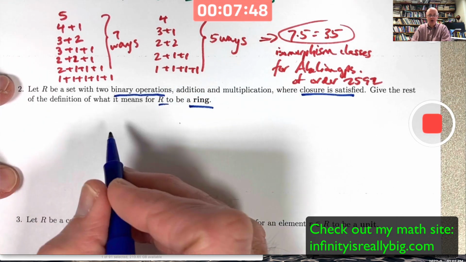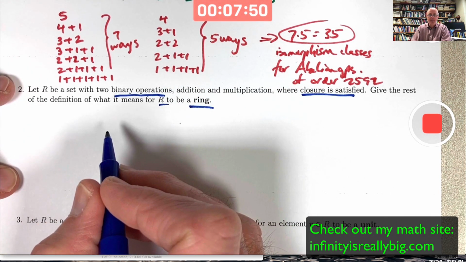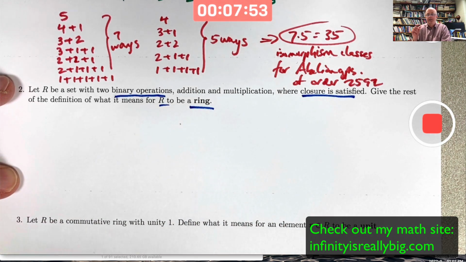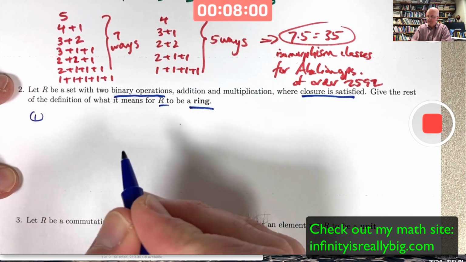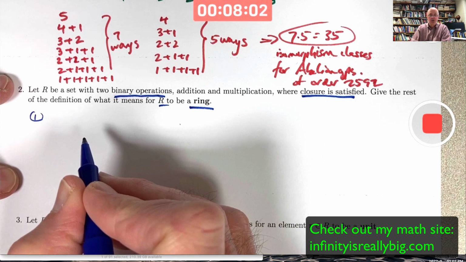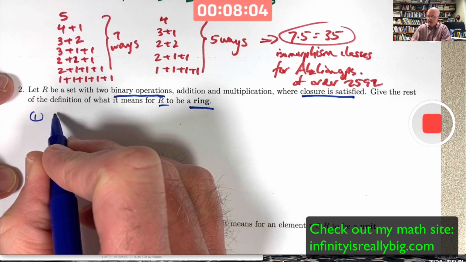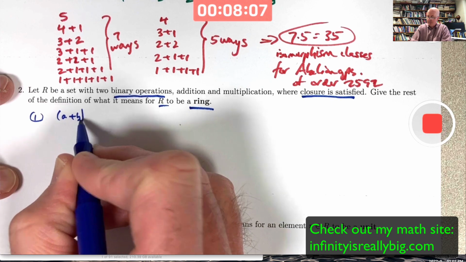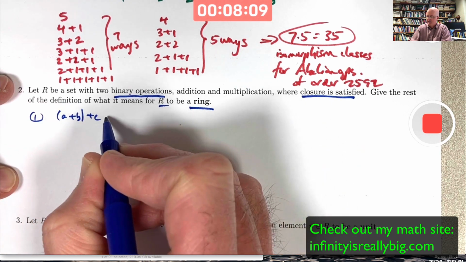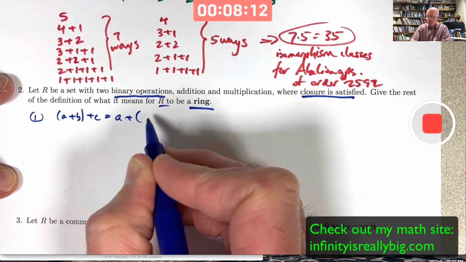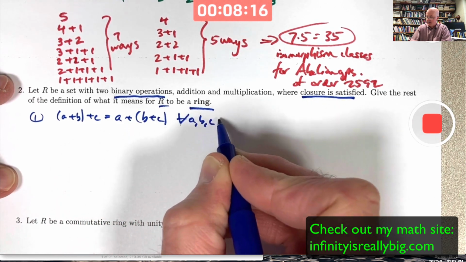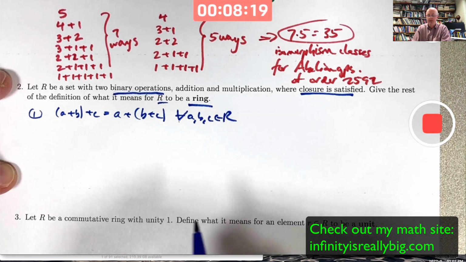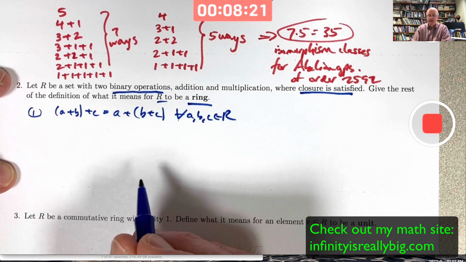So we want the other properties besides closure for a ring. And the thing I always remember, first of all, is that a ring is an abelian group with respect to addition. So I need to write down the properties of abelian groups. So the first thing is that it's going to be associative with respect to addition. You're going to have (A plus B) plus C, with the A plus B in parentheses, equal to A plus (B plus C), for all A, B, C in the ring. Upside down A there means for all. So the associative property holds.